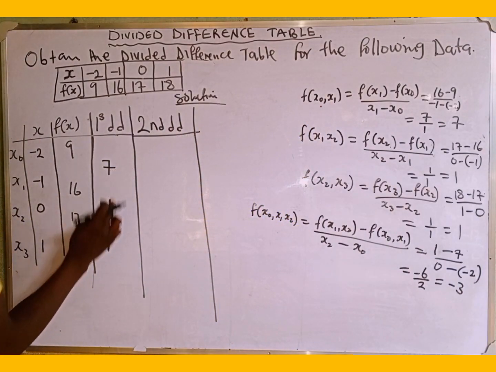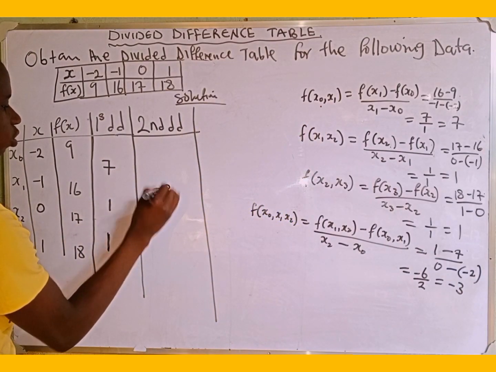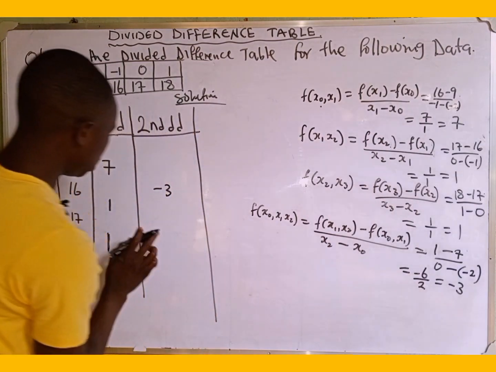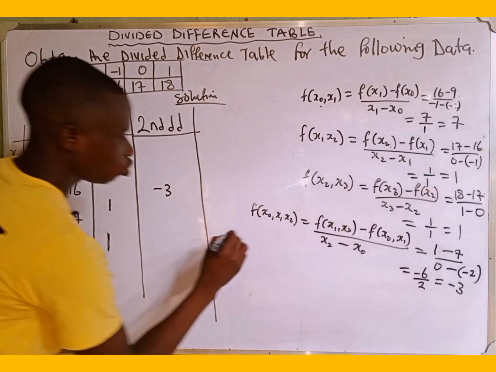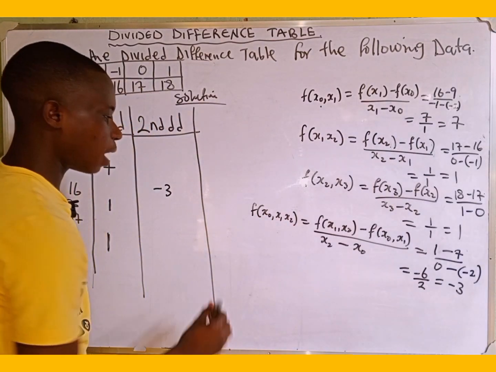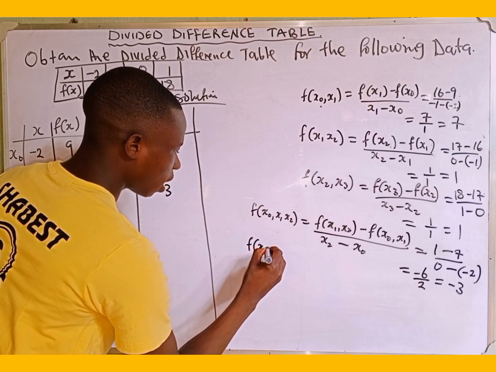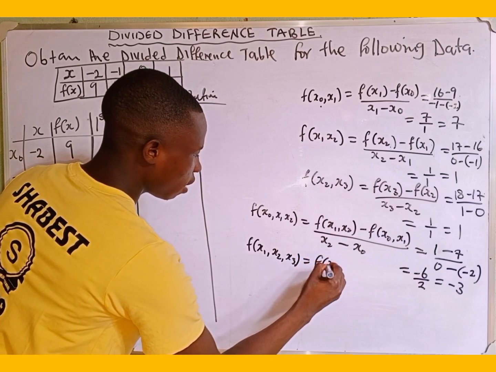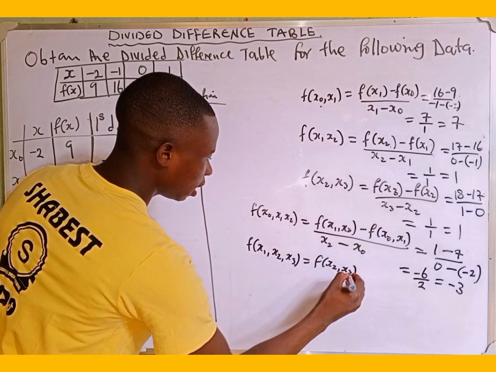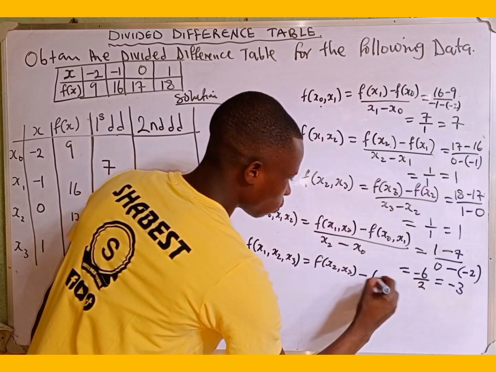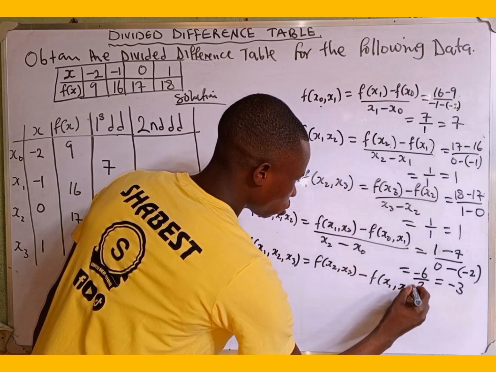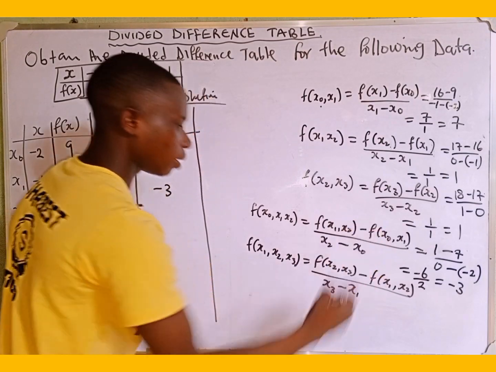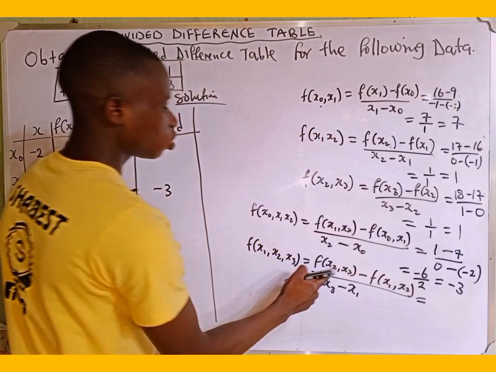Therefore, the place in between 7 and 1 is going to be minus 3. Now we are going to get this middle one. You are going to increase each of these indices by 1, which is f of x1, x2, x3, which is equal to f of x2, x3 minus f of x1, x2, so everything divided by x3 minus x1.